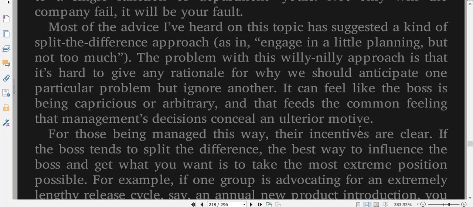Most of the advice I've heard on this topic has suggested a kind of split-the-difference approach, as in engage in a little planning but not too much.